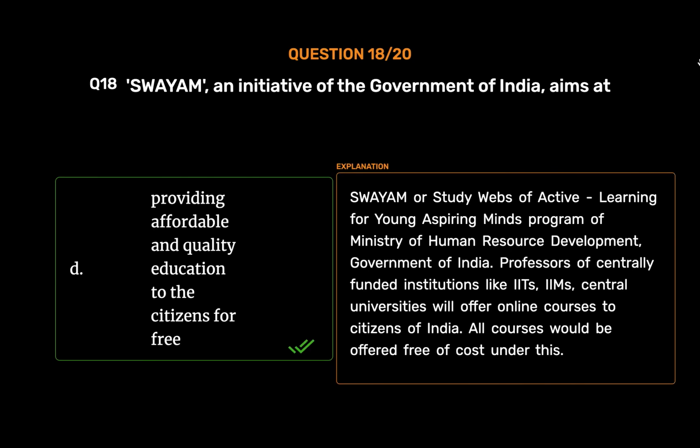SWAYAM, or Study Webs of Active Learning for Young Aspiring Minds, is a program of the Ministry of Human Resource Development, Government of India. Professors of centrally funded institutions like IITs, IIMs, and Central universities will offer online courses to citizens of India. All courses would be offered free of cost under this.